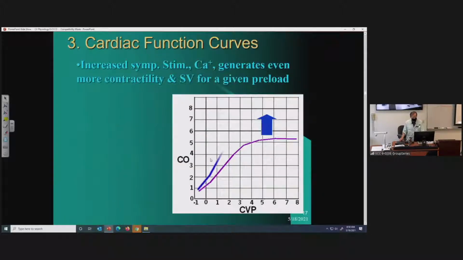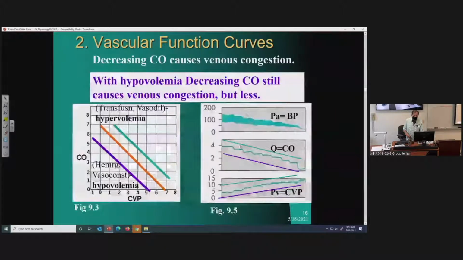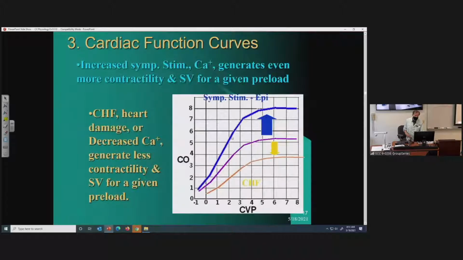Okay. I could give you a positive inotrope and make your cardiac function curve work at the same CVP. I would get more cardiac output because I whipped your horses and I made your heart beat stronger by beta receptor stimulation. If you have heart failure, or if I gave you a beta blocker, something to depress your cardiac function, you would be at the same CVP, you'd be lower cardiac output. So that's just showing us the vascular function curve with high volume, low volume, and the cardiac function curve shows high contractility and low contractility.